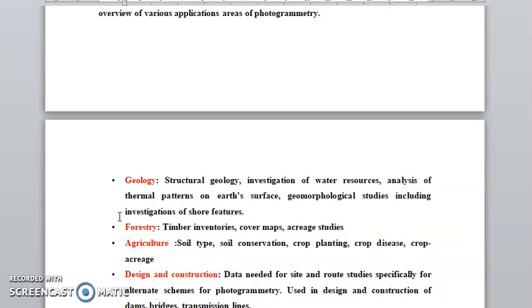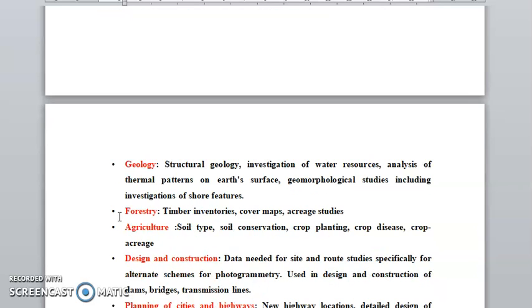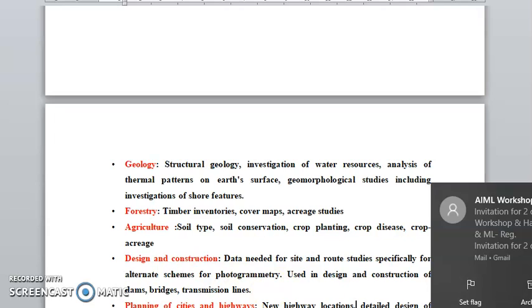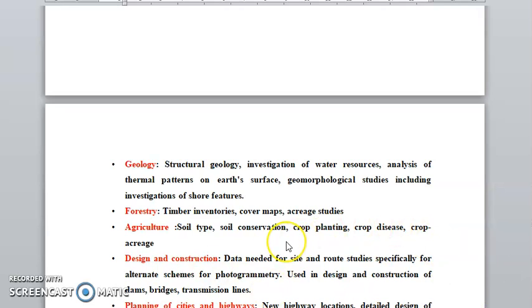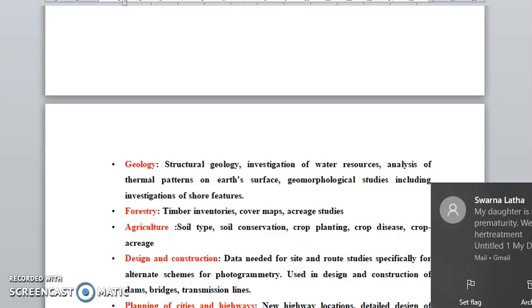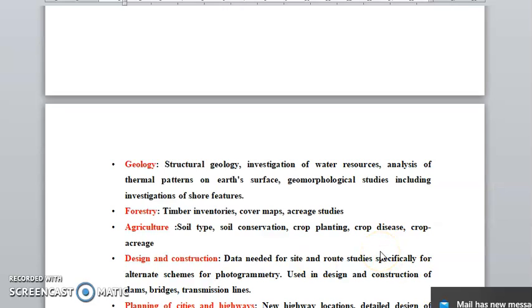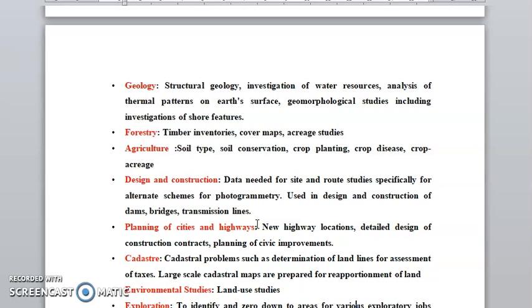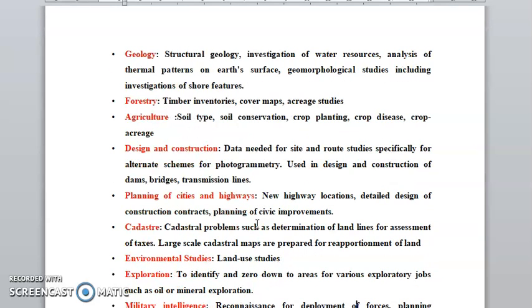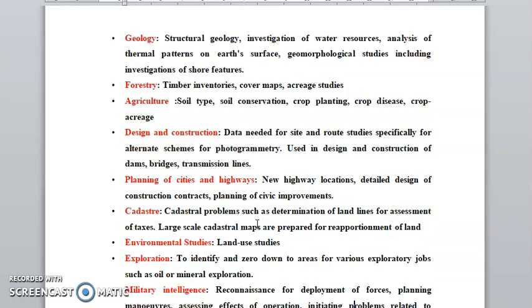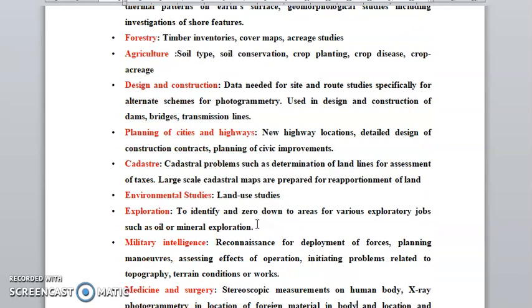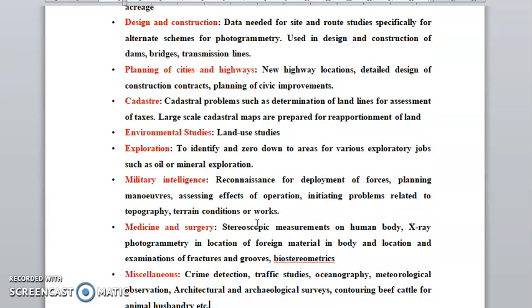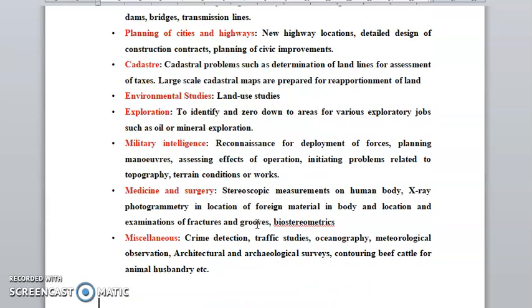First one geology, second forestry, third agriculture, fourth design and construction, fifth planning of city and highway, next environment studies, exploration, military intelligence, then medicine and surgery, and miscellaneous. These are the important applications.